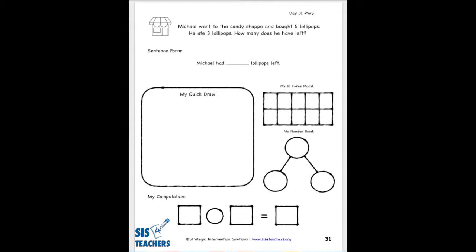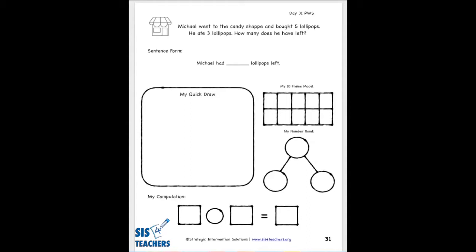It's important when you're reading the story problems to really help children to get into the world of what's happening. So Michael went to the candy shop, talking about if they've ever been to the candy shop or have gotten candy before. He bought 5 lollipops. He ate 3 lollipops. How many does he have left? When we're reading this, we like to read chunks of information within the story problem and have the children repeat after you what you say.